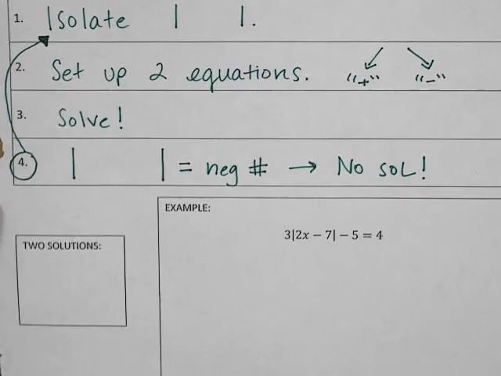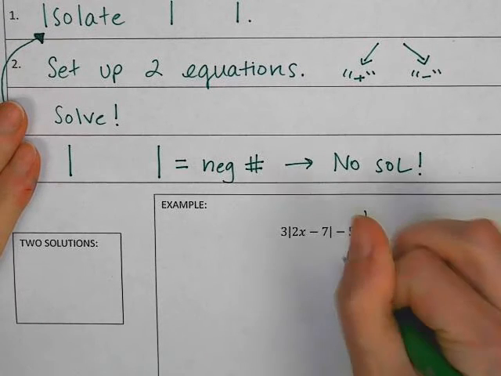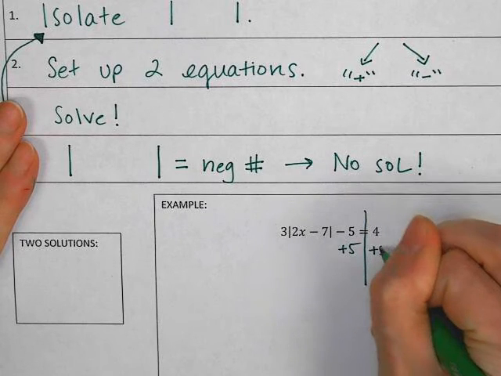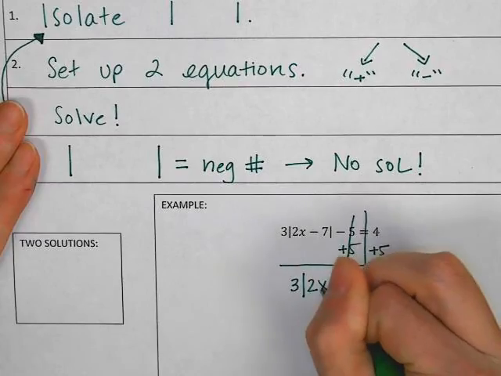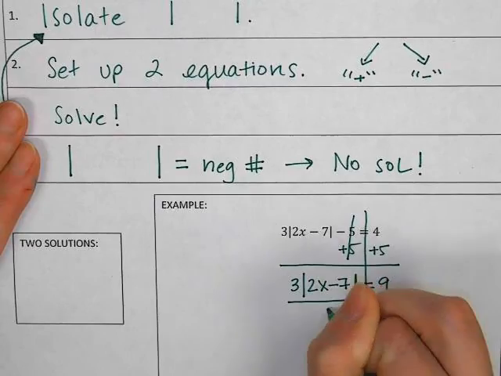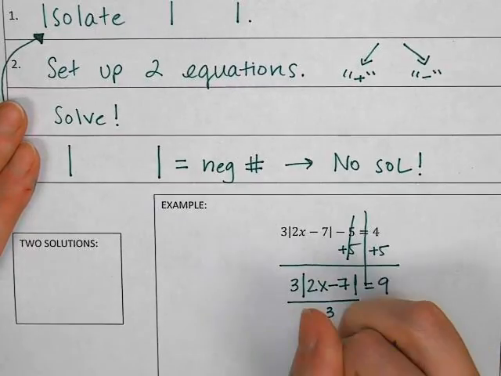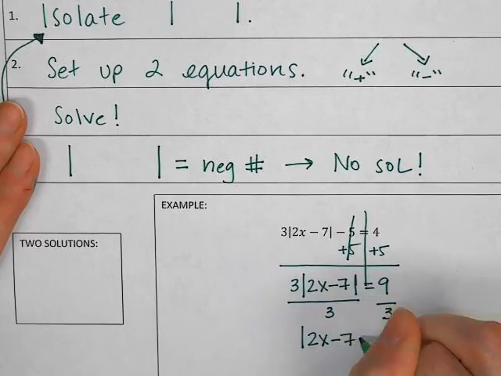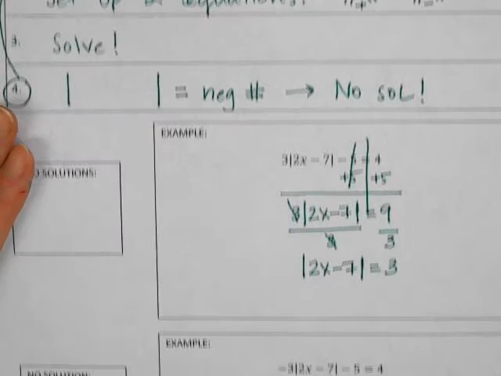Okay, so let's do a little review here. Example 1 is let's solve the absolute value. So we're going to isolate first. So in order to isolate, we're going to add 5. We get 3, absolute value of 2x minus 7 equals 9. And then divide by 3, because you cannot distribute. And we get absolute value of 2x minus 7 equals 3, because these cancel. Is everyone good so far?